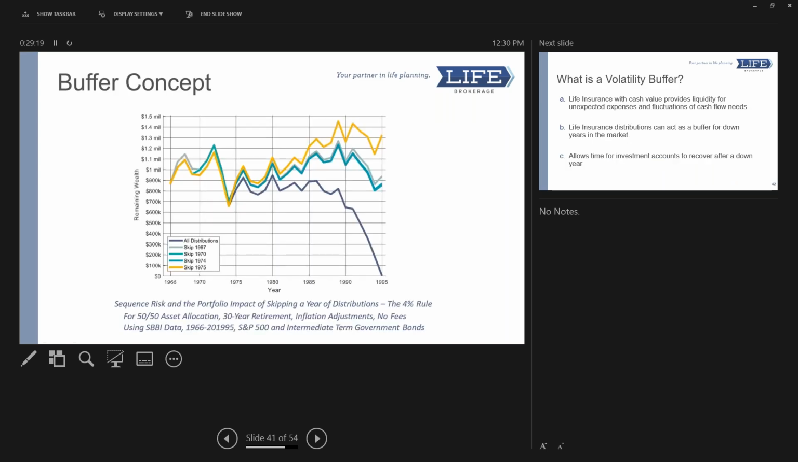Here's the buffer concept. If you took all distributions and you didn't have any buffer, you see the nosedive here. No buffer asset. This is for a 30-year retirement based on the 4% rule from 1966 to 1995. Bad timing. Conversely, with one buffer year, skip 1967 and you have $1 million left versus running out of money. Skip 1970 and you have $850,000 left instead of running out of money. Skip 1975, which is a bad one, right? You pulled from the buffer, and you have $1.3 million left. So you see the impact here.